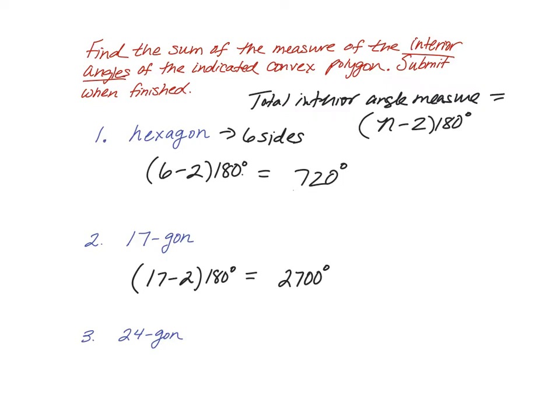And then the last one, 24-gon. 24 is how many sides you have. So 24 minus 2, that whole thing multiplied by 180. So 24 minus 2 is 22 times 180 gives you 3,960 degrees.